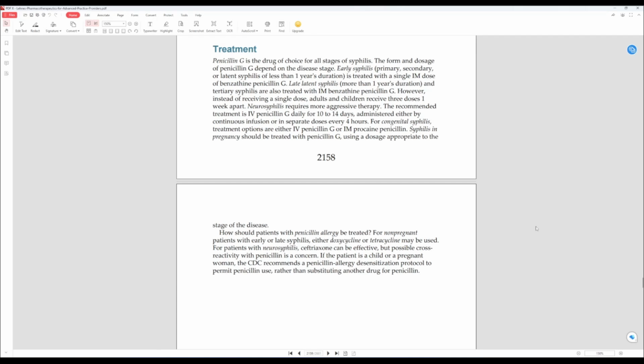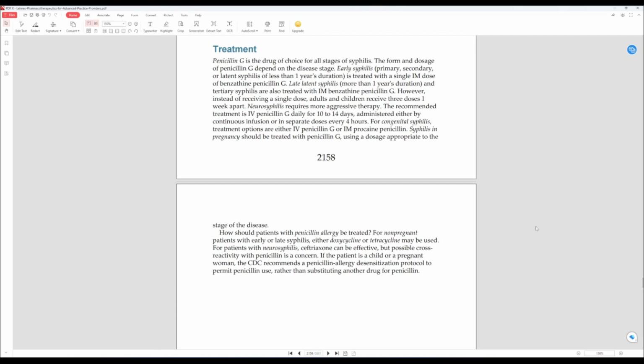Early syphilis is treated with a single IM dose of benzathine penicillin G. Latent syphilis and tertiary syphilis are also treated with IM benzathine penicillin G. However, instead of receiving a single dose, adults and children receive 3 doses, 1 week apart. Neurosyphilis requires a more aggressive therapy. The recommended treatment is IV penicillin G daily for 10 to 14 days, administered either by a continuous infusion or in separate doses every 4 hours.